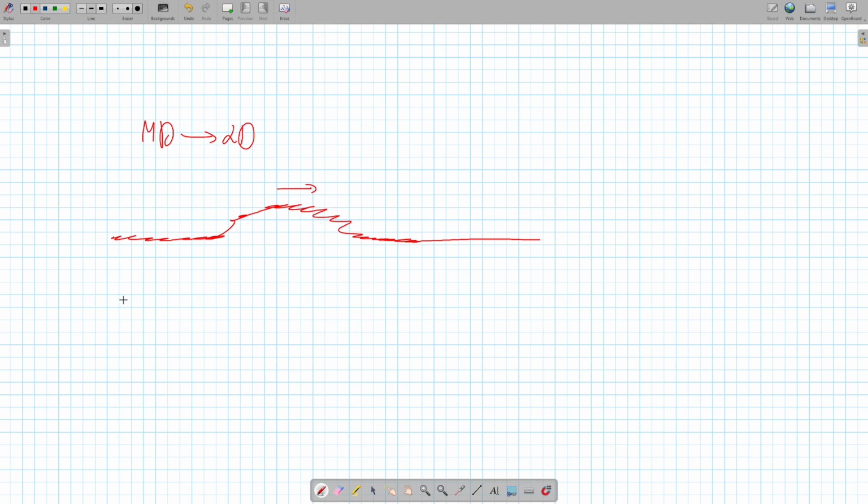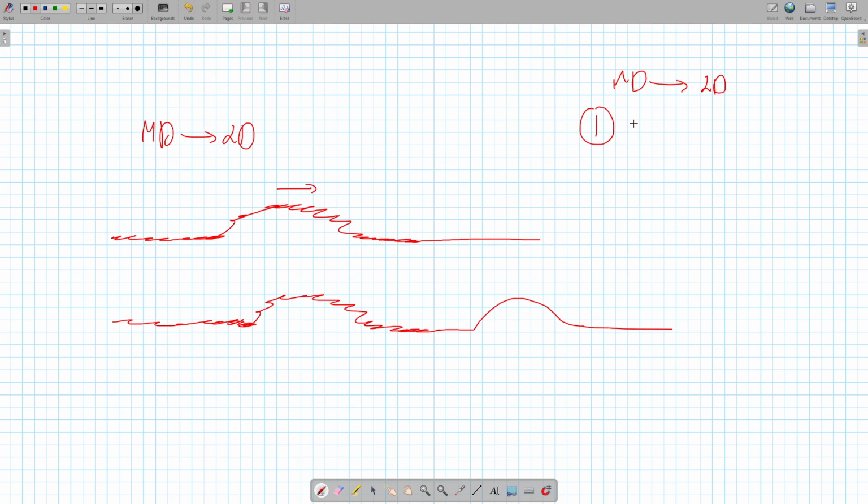So it's actually going to look like this. It's going to reflect, but when it reflects, it won't be inverted from more dense to less dense, and the transmitted pulse will be faster. So what do you need to know when you're going from more dense to less dense? Reflected is upright, it's not inverted.